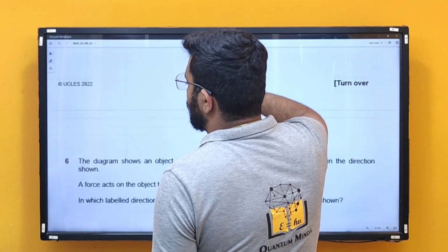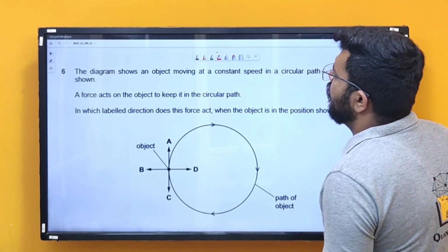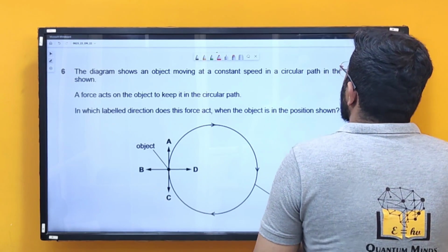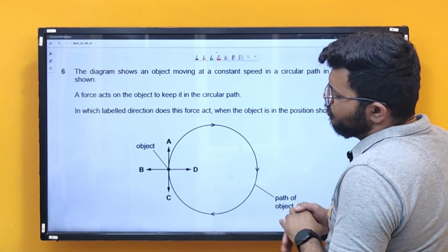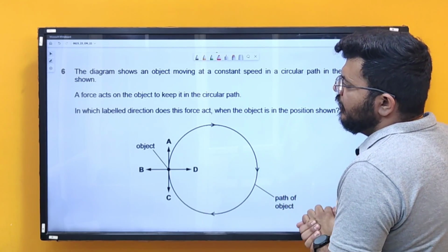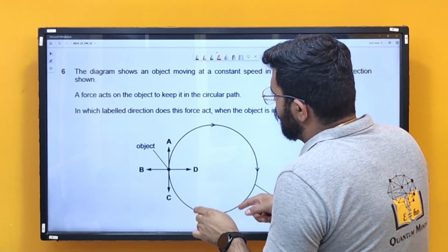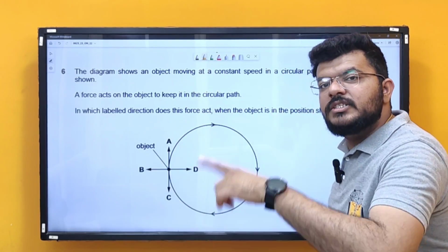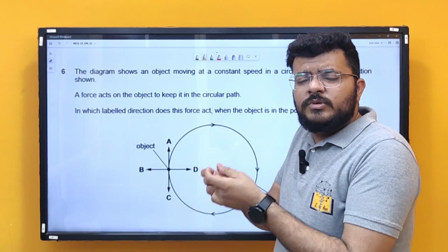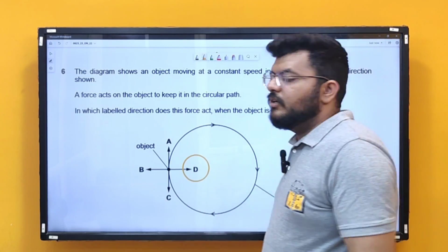Then we have question number 6. The diagram shows an object moving at a constant speed in a circular path in the direction shown. A force acts on the object to keep it in a circular path. In which labeled direction does this force act when the object is in the position shown? Whenever an object is going in circles, the resultant force is towards the center of the circle, which is centripetal force, and therefore option D.